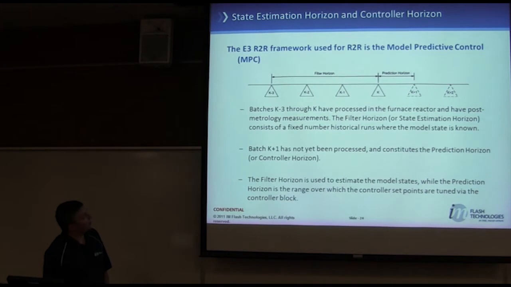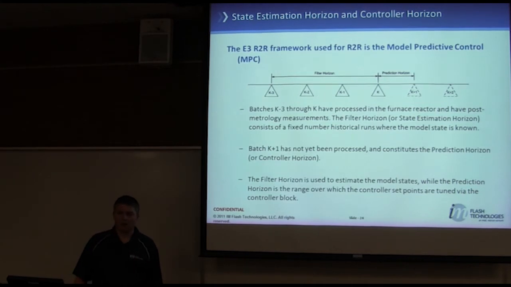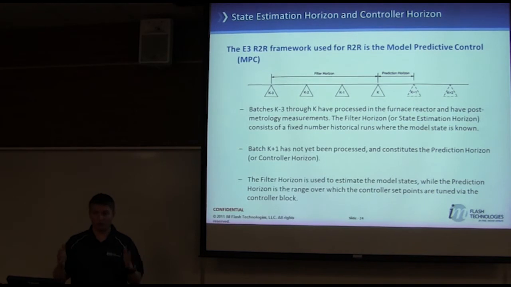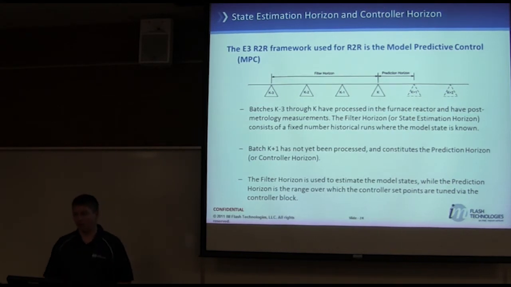So we've got a state estimation horizon, or a filter horizon as we call it, and a prediction horizon. With model predictive control, kind of like what Darren was talking about a minute ago, you can specify in how many runs you want to hit target. Generally, we always want to hit it the next run because, as Darren said, sometimes we'll go 12 hours between running a wafer and actually getting metrology. When we make that update, we want it to hit target the very next run.